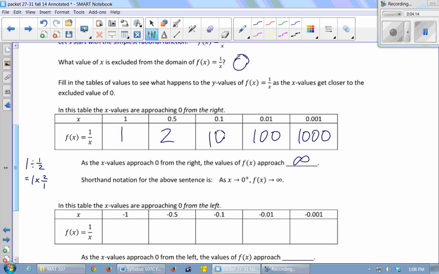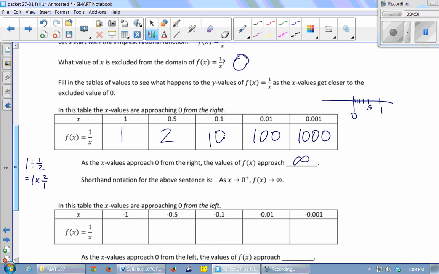So my x values are approaching 0, but if you picture a number line with 0 on it, I started over here at 1 and I got closer and closer, right? But I was approaching from the right-hand side. I only looked at what happened if I plugged in values that got closer and closer to 0 from the right. So if I was going to use notation for what I just calculated, I would say as x approaches 0, and you put that little plus to mean from the right, f of x approaches infinity.